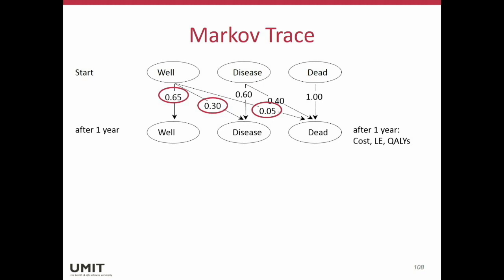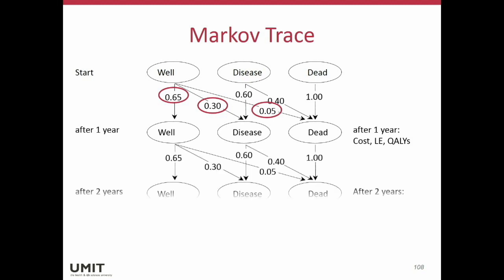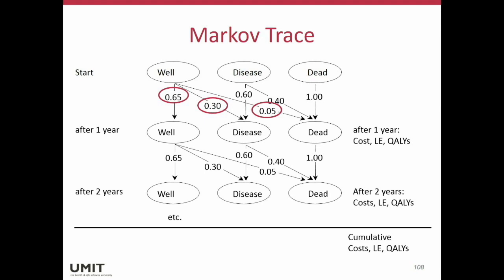So after this year, we can now calculate the costs, the life expectancy, and the QALYs. However, we want to have a look at a long-term perspective. So we run the model for another year, and so on. And always we look at the percentage of people, how they move among the health states, so that finally we can calculate the cumulated costs and cumulated life expectancy or QALYs.